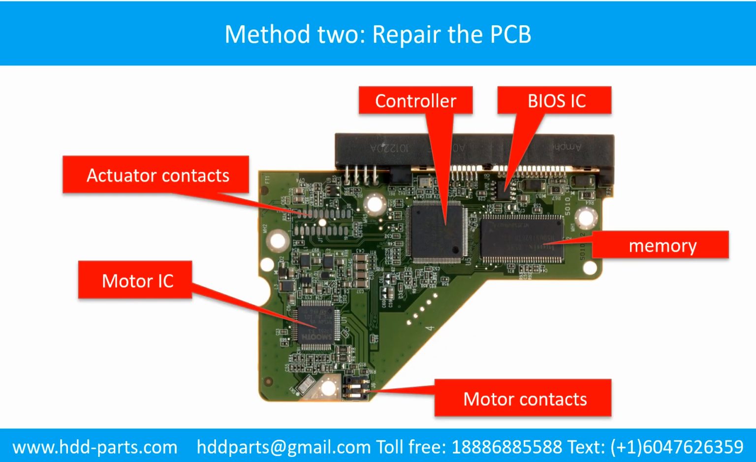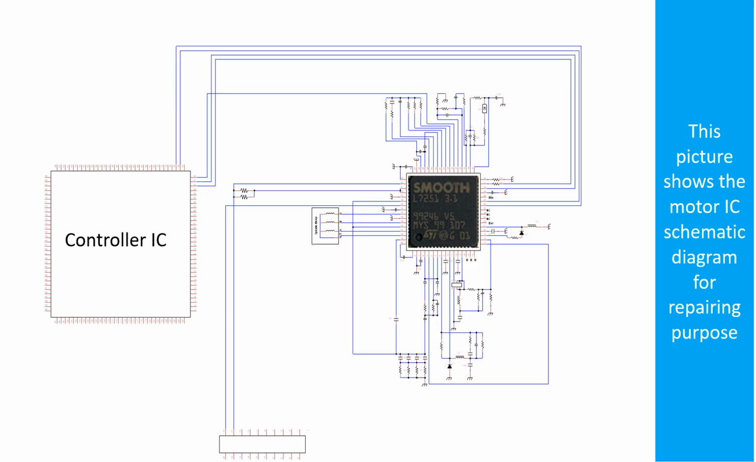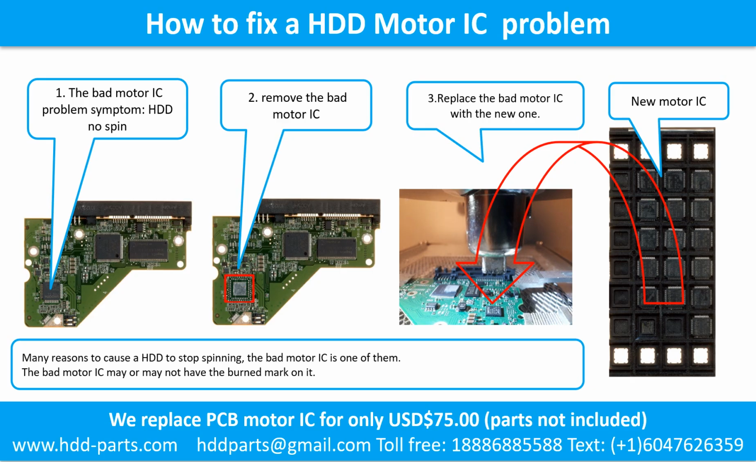This picture shows the basic components on the PCB board. The most vulnerable parts on the PCB board are the power supply circuit and the motor IC. This picture shows the motor IC schematic diagram for repairing purposes. How to fix a hard drive motor IC problem.